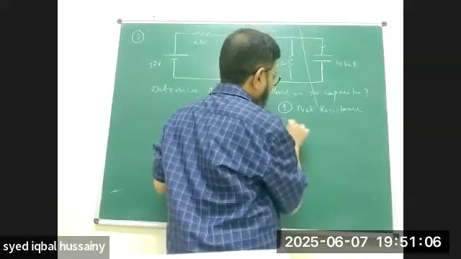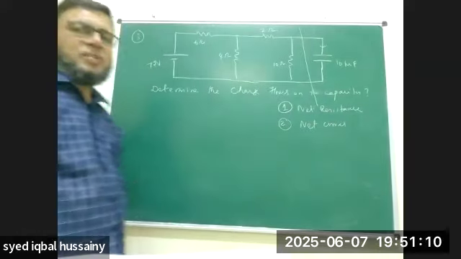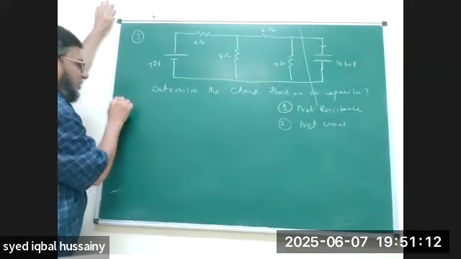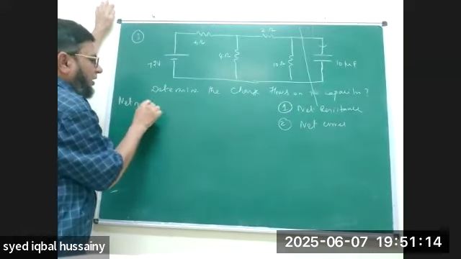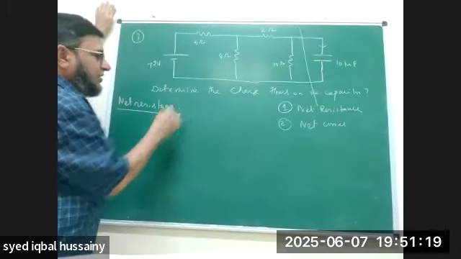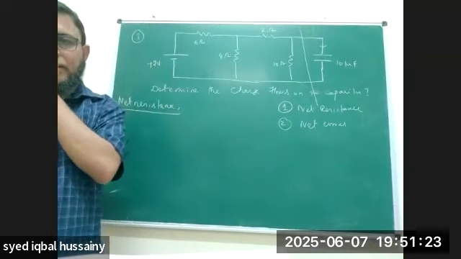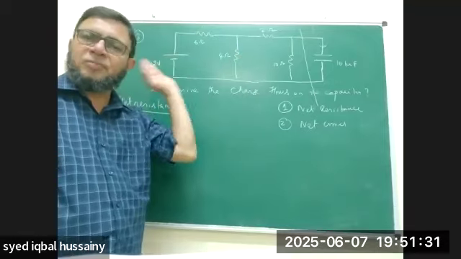Then the second one is net current. Step by step we'll go. First, net resistance. Can anyone explain how to calculate the net resistance? Do we solve from the right hand side or from the left hand side? What I taught you: from our right hand side. Perfect. So we have to solve from the right hand side, not from the left hand side.